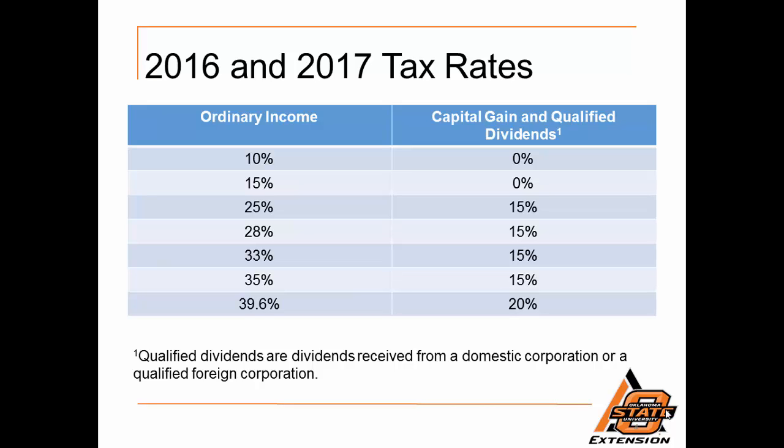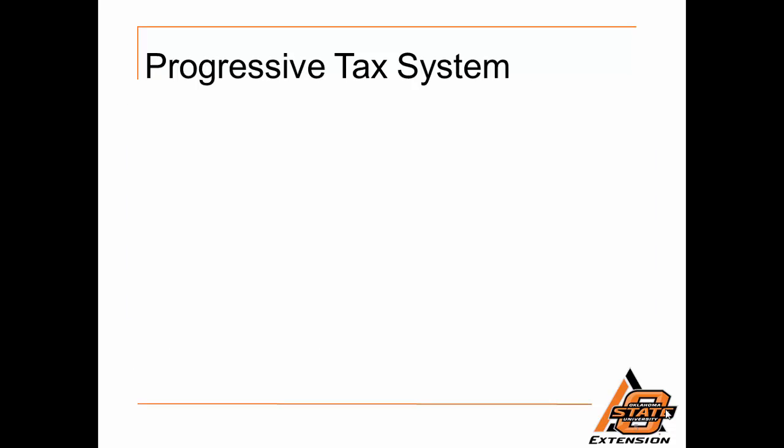So the capital gains rates: if you're in the 10 or 15% bracket, capital gain income is not taxed. We move into the 25 through 35% brackets, capital gain rates are 15% for every dollar of capital gain. And then above that, when we get to the high end, it's 39.6% in ordinary income, and we would pay 20% capital gains. Now there are qualified dividends, and those are basically dividends received from a domestic corporation or qualified foreign corporation. Not really necessary to talk about here, but those are the rules for capital gains and the rates that apply.